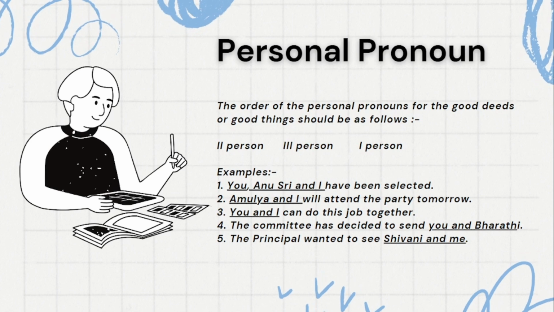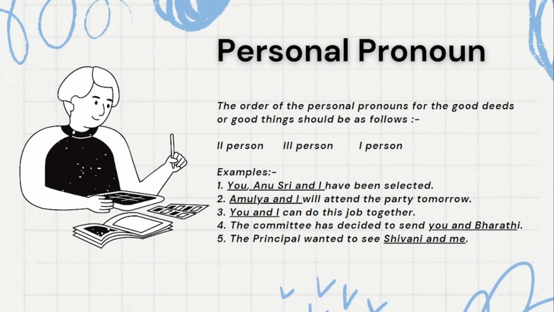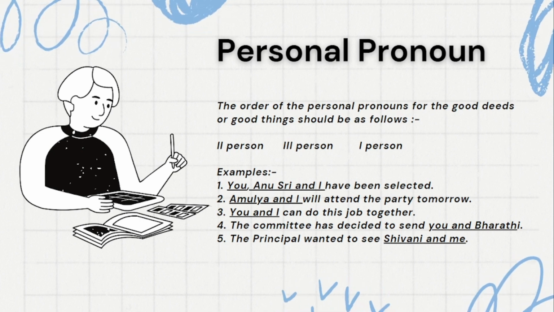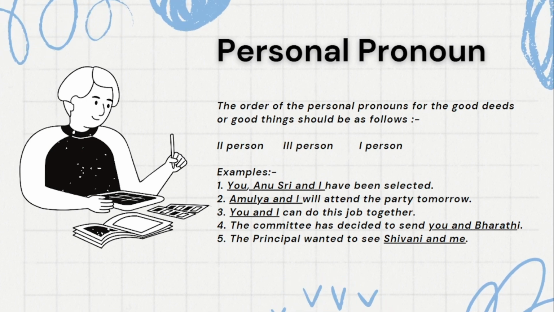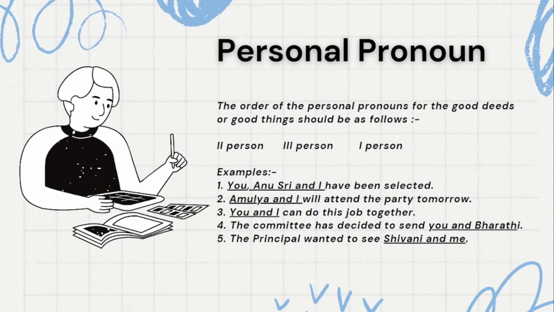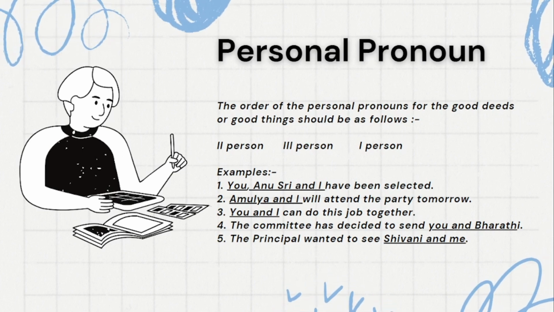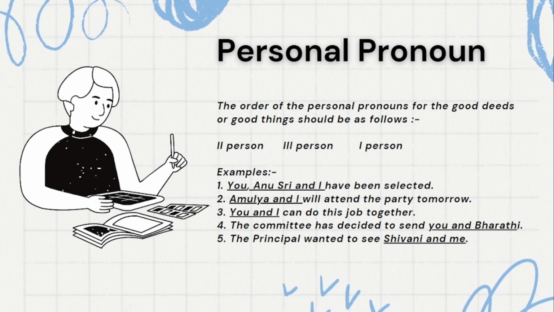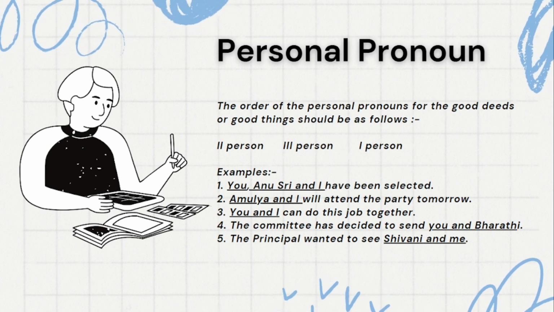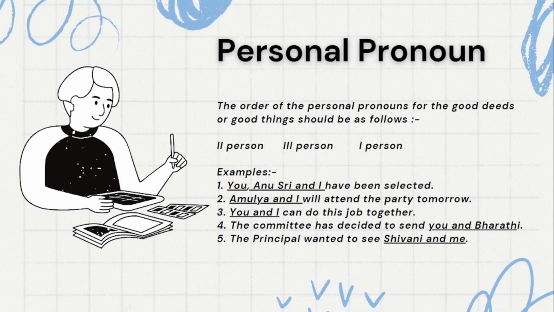Here, the sentence is expressing a good activity. So, the order of personal pronouns is second person, third person, and last, first person. Here, Shivani, it is equal to she, third person. Next, me, first person. Observe it. For good deeds, we should follow the order of personal pronouns: second person, third person, and first person. Do you understand till now?